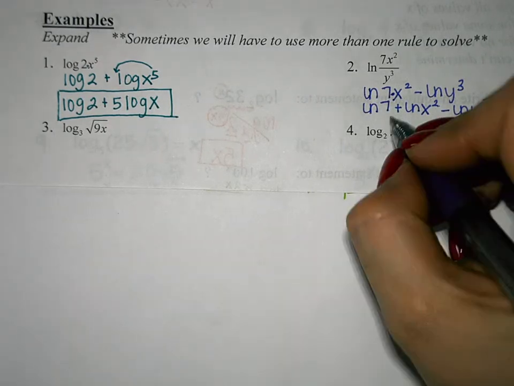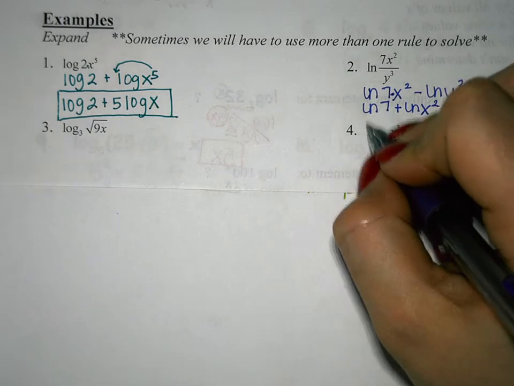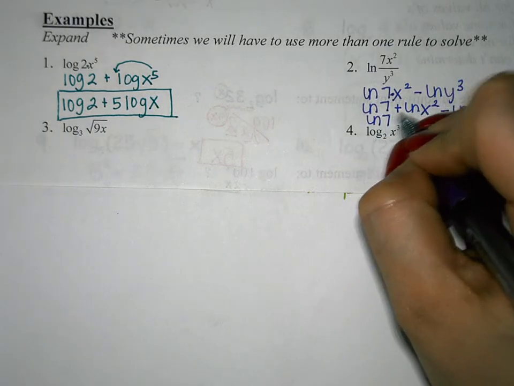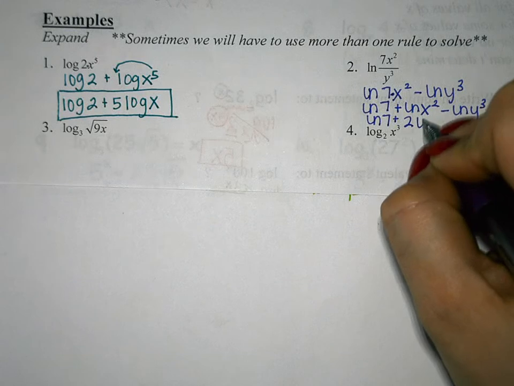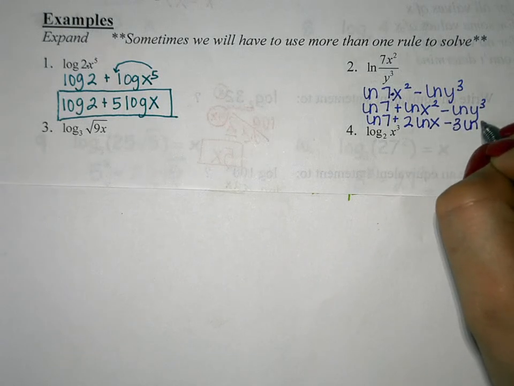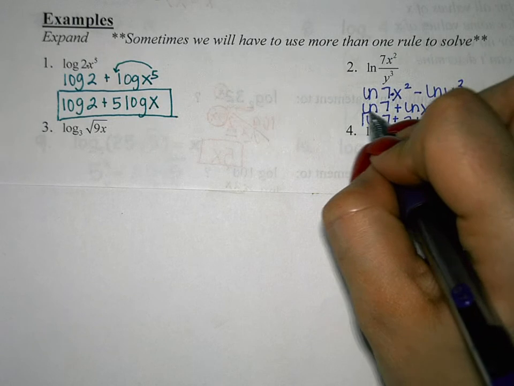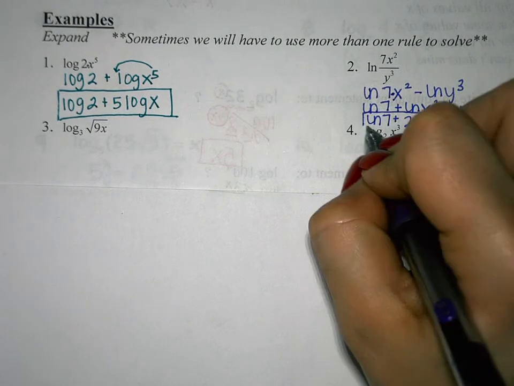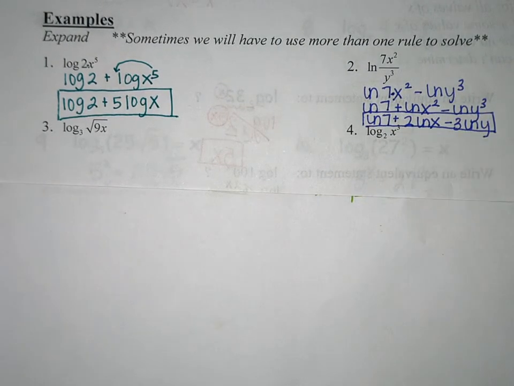And then I can use the power rule. So this is going to be natural log of 7 plus 2 natural log of x minus 3 natural log y. So in that case, I had to use all of my rules.